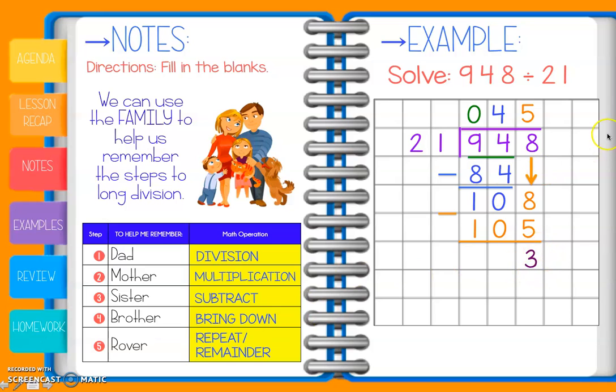Now, we have nothing else to bring down over here, so we can't do that. And we can't repeat because 21 doesn't go into 3. So that means that 3 is our remainder, and we have to move it up into our quotient. So our answer is 45 remainder 3.